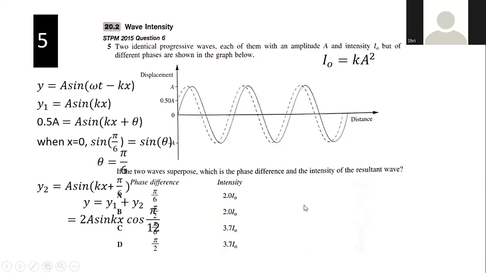Then intensity. Intensity at x equals 0. Your intensity is proportional to y or A squared. Right? Your x equals 0.